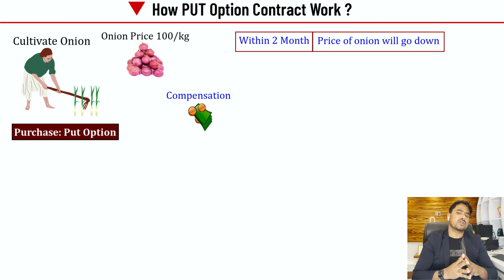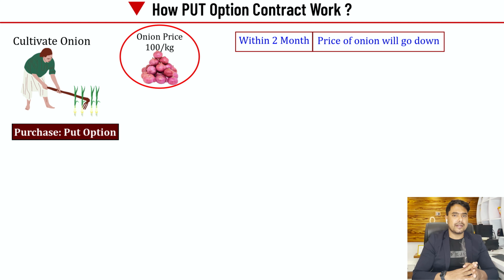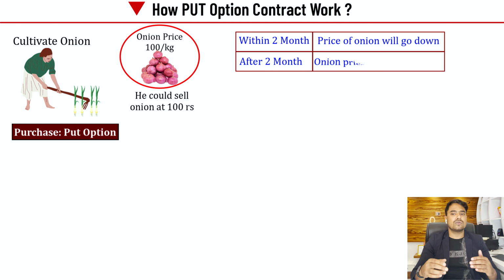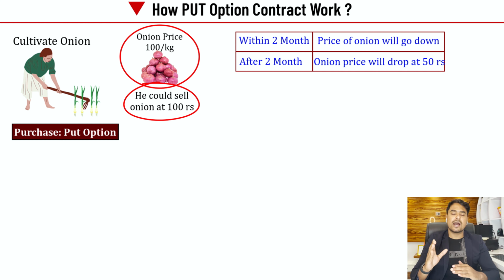So let me go ahead. The farmer bought the put option contract. By purchasing it, he gets the right to sell at today's current market price. That is the strike price, now 100 rupees. If the onion price goes down, he can sell onion at 100 rupees per kilogram. After 2 months, say the onion price drops to 50 rupees per kilogram. But still he can sell the onion at 100 rupees.